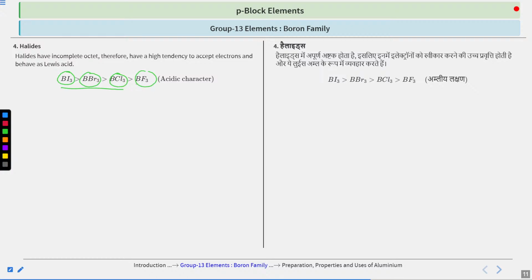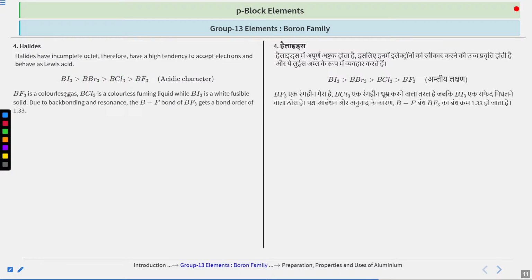And why is this seen only in BF3? It is seen in the case of every halogen, but since boron and fluorine are in the same period, their overlapping is much more efficient as compared to the other boron halides that we are seeing. If I talk about the physical properties, BF3 is a colorless gas, BCl3 is a colorless fuming liquid, while BI3 is a white fusible solid.